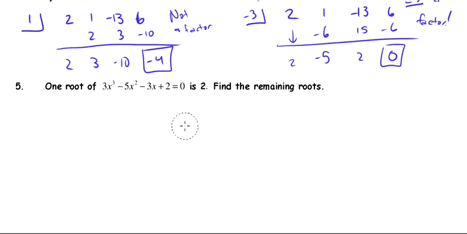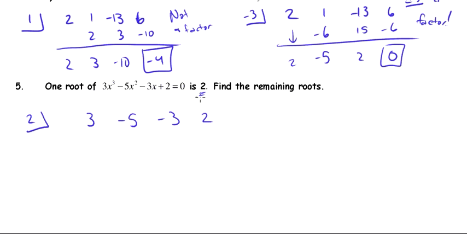All right, so number 5 says one root of 3x cubed minus 5x squared minus 3x plus 2 equals 0 is 2. Find the remaining roots. Looking at this, I'm not really sure what it's going to break down to. I don't know if it's factorable or not, but I know that it's got a root of 2. Let's use that information. So I'm going to divide it synthetically, and so I've got 3, negative 5, negative 3, and 2.